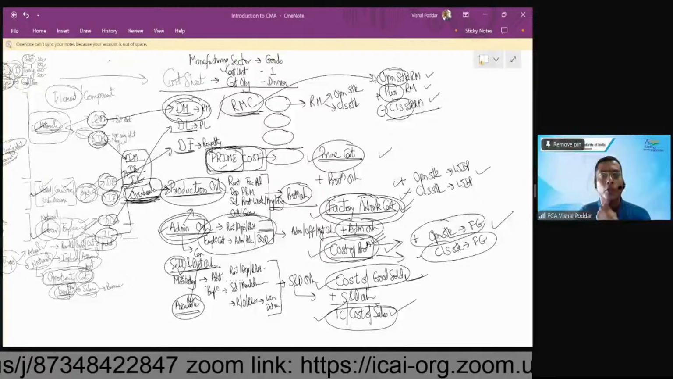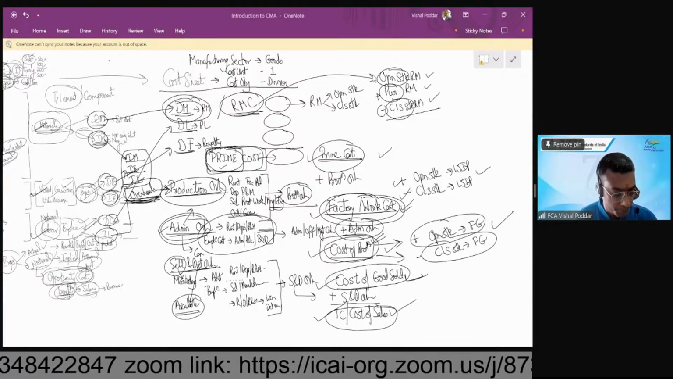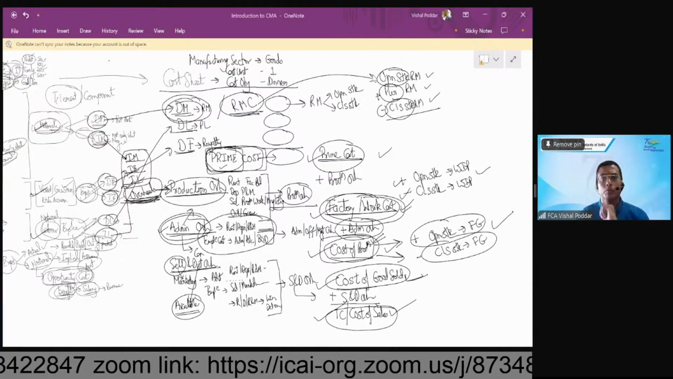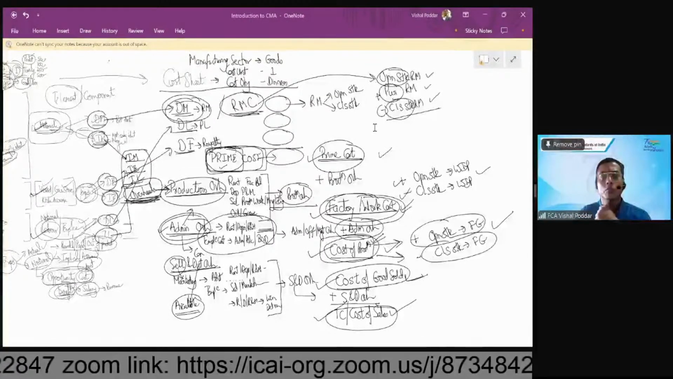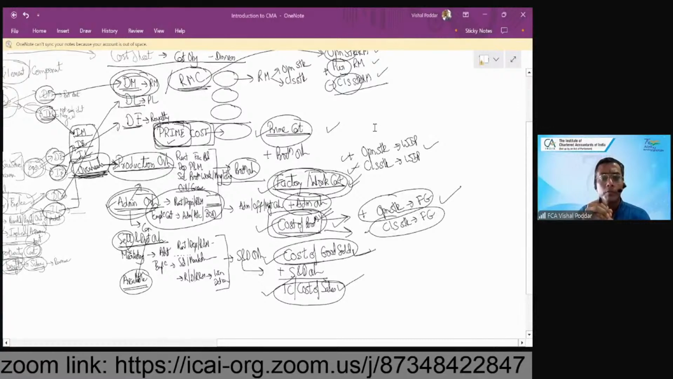Students, any questions on this? Because we are on the technical aspect of cost sheet. Yes. Sir, in this factory cost, we have added opening work in progress and less closing work in progress. Whether it is correct, or is it renamed or the same factory cost, sir?